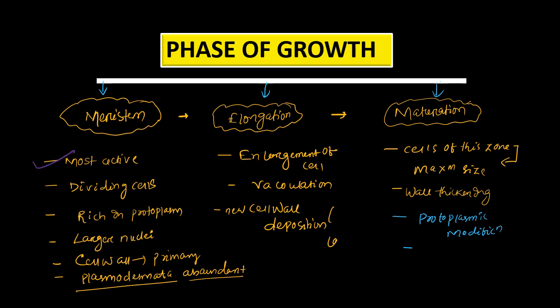This is meristem, the most active, dividing cells. Because of that, they contain active cells and protoplasm and continuously divide. So it is dividing cells rich in protoplasm, and they contain larger nuclei. The cell wall is primary, meaning the starting of the cell wall.